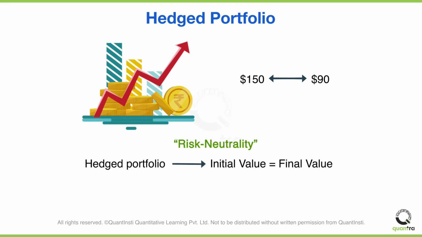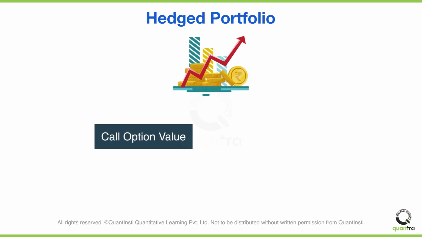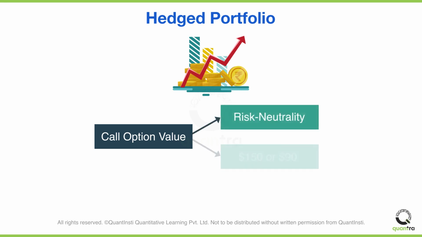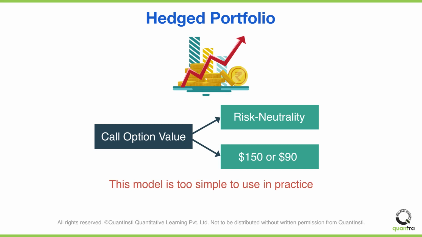In the risk-neutral world, we can assume that the final value of the stock is the initial value of $100. Therefore, the call option value is determined based on the assumption of risk neutrality and the associated probabilities, rather than relying on the actual stock returns, because the risk of those returns has been hedged. This model illustrates a very important concept, risk neutrality. But it is too simple to use in practice.